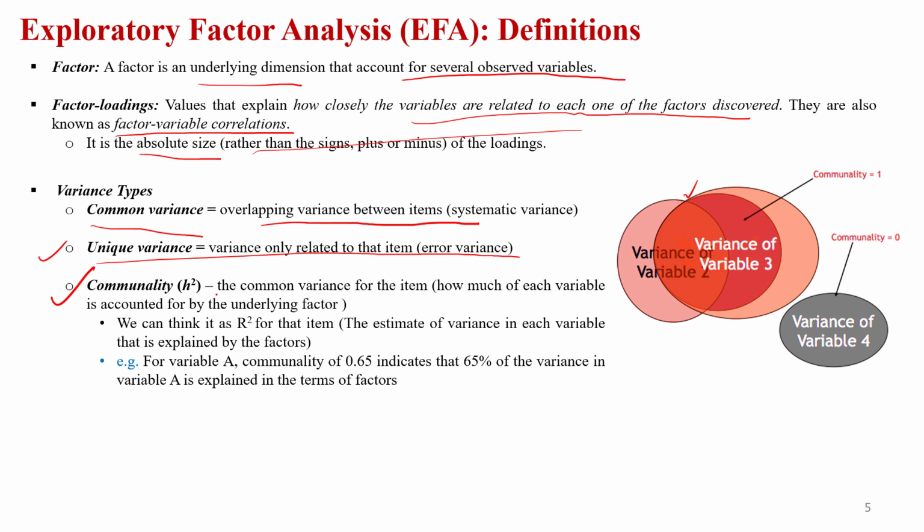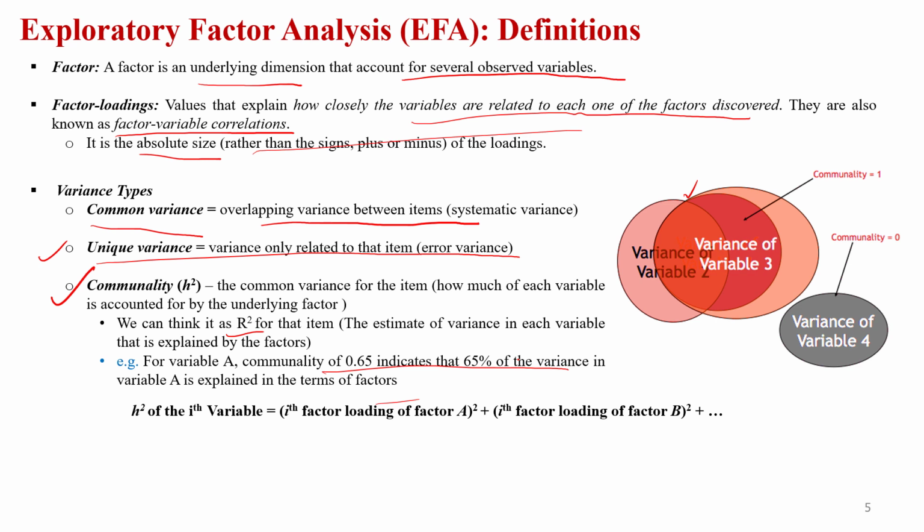We also calculate the unique variance as well, but the common variance is calculated based on the communality. Communality means the common variance for the item. That means how much each variable is accounted for by a particular factor. So the higher the common variance between the variables, the more those variables relate to that particular factor. We can think about this communality in terms of R square. That means how much variation in that particular variable is explained by that factor, as I have given in the example over here.